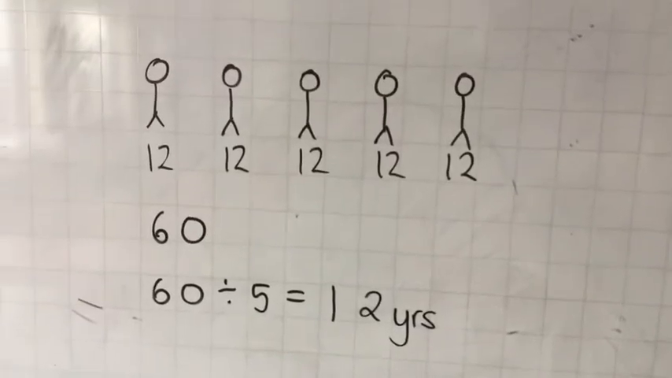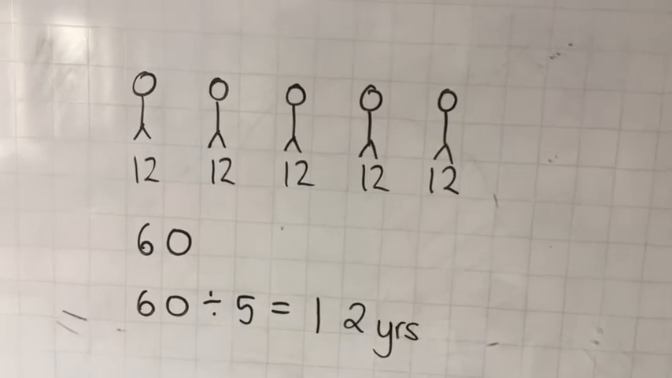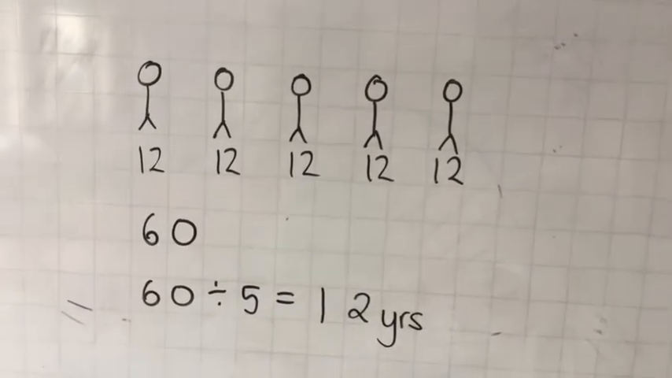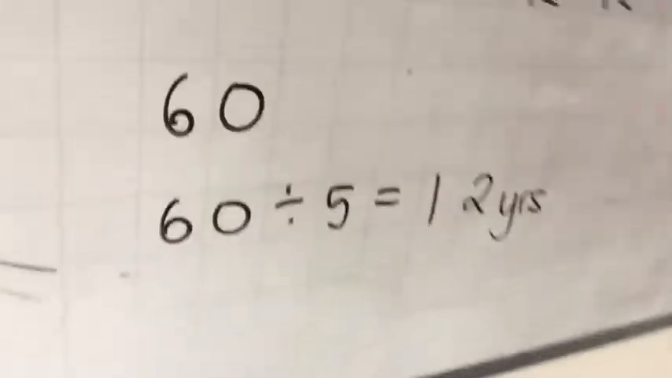Now if you count up in your 12s, okay, 12, 24, 36, 48, 60, you know that 60 divided by 5 is 12 years, which would give you that mean. However, they might not all be 12, and you could still get a mean age of 12 years.